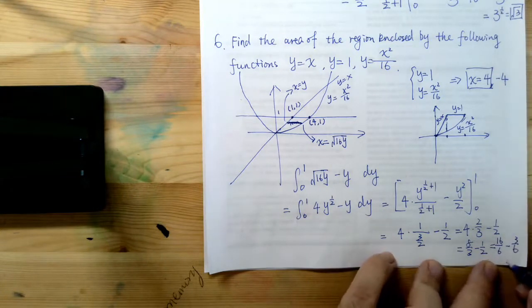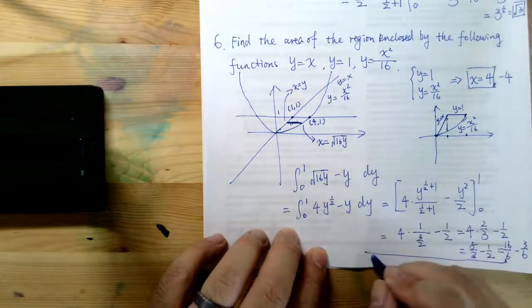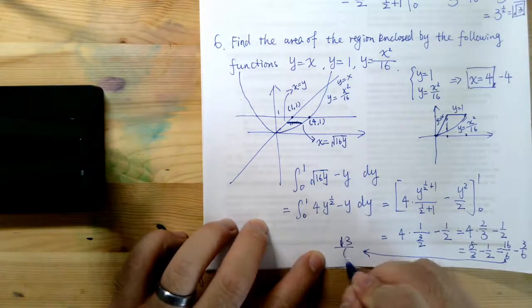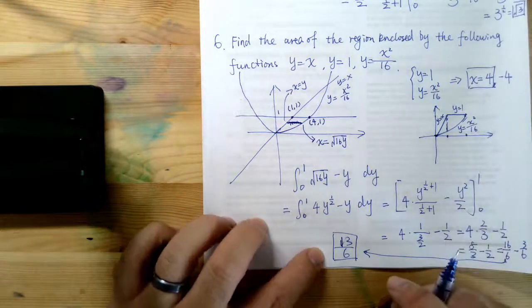It turns out that our final answer is, I'm out of space, let me put an arrow here, it's going to be 13 over 6. So that is the answer for this problem.